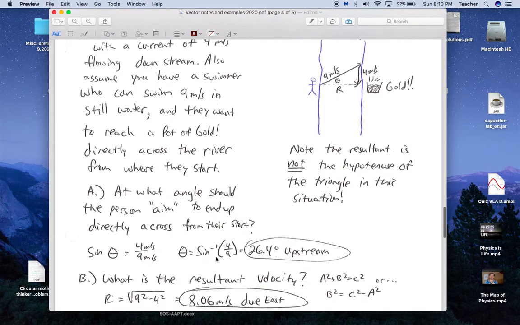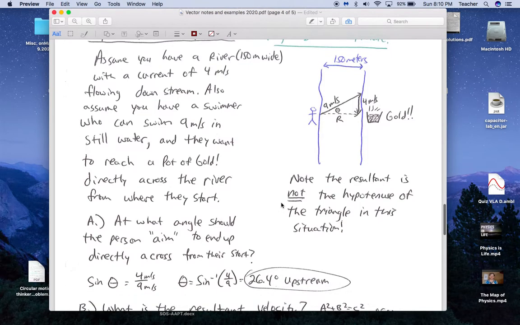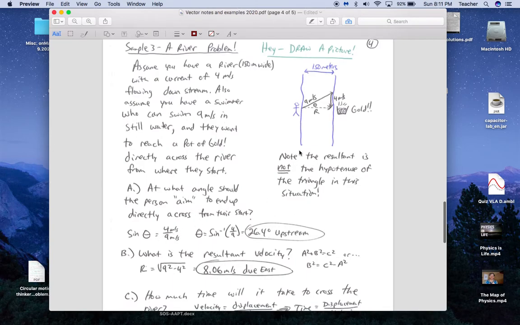So the question would be, where should the person aim to end up directly across from the start? Well, hopefully you recognize it's somewhere to the northeast. I'm going to shrink this down so you can see a little more of it. Once I've drawn this triangle, and it would be really hard to do this without drawing the triangle, I need to figure out this angle. Well, this is the opposite side, and this is the hypotenuse. So that's the sine of the angle. The sine of the angle is equal to opposite over hypotenuse, which is 4 over 9, which is 26.4 degrees. So the swimmer should aim 26.4 degrees upstream.